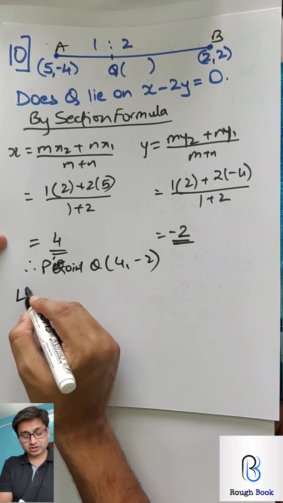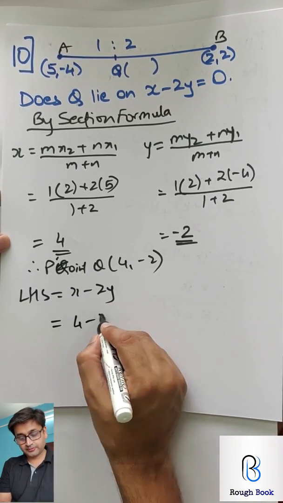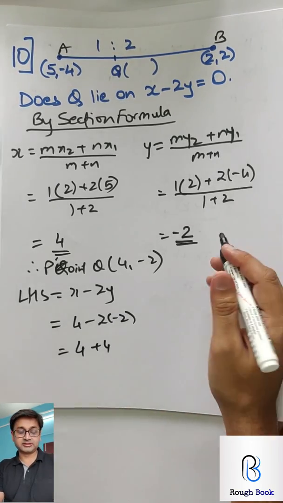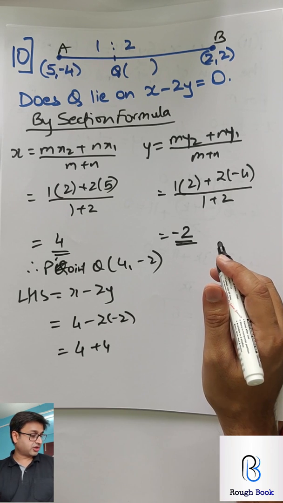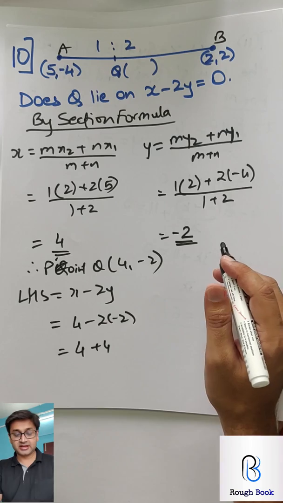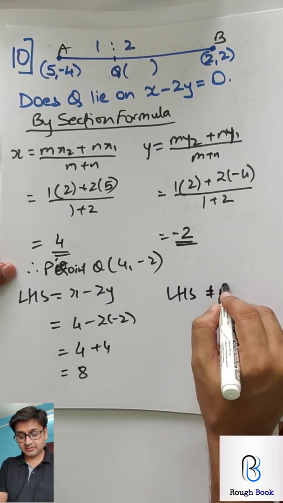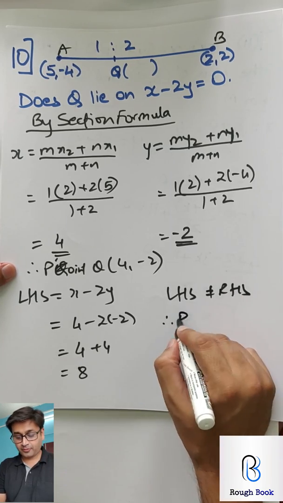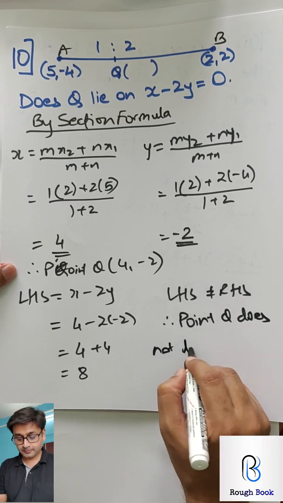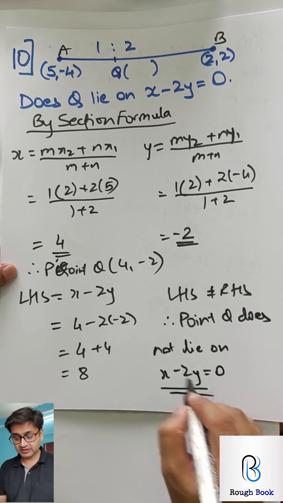Now let's check for this one. So LHS x minus 2y. X is 4, 2 into minus 2, so 4 plus 4, I got 8. Doesn't lie according to me. So let's just check and verify if we are correct or if we are wrong. So it says no, Q doesn't lie and the coordinates are correct. So it's 8. Then you say LHS doesn't match with RHS and therefore point Q does not lie on x minus 2y equals 0.